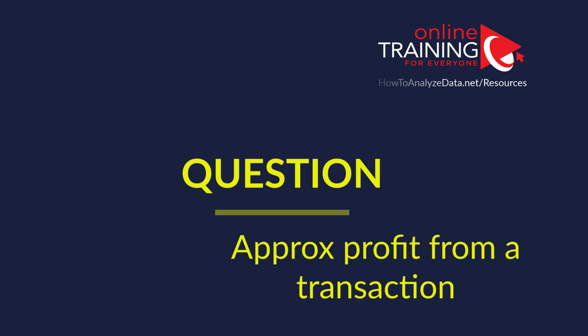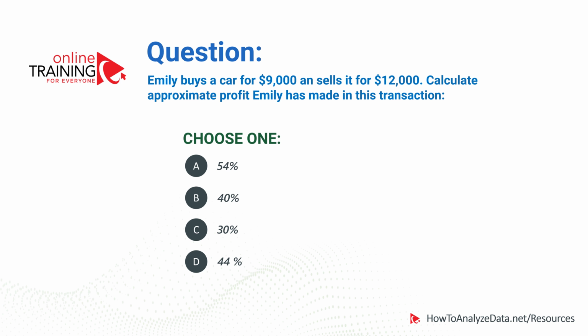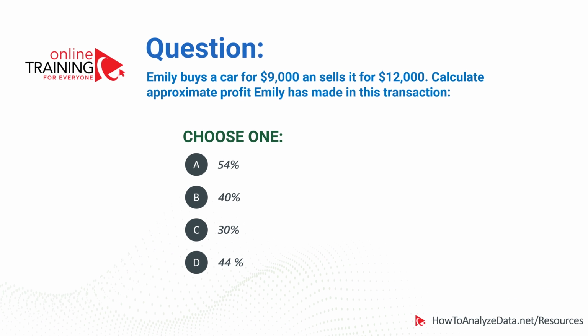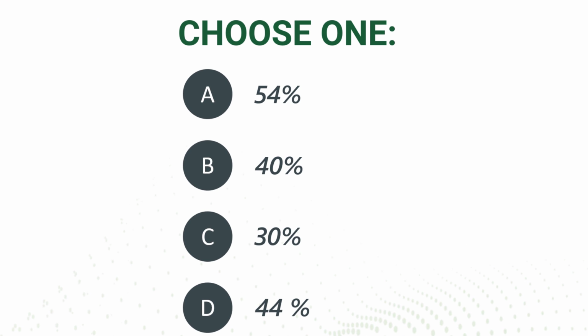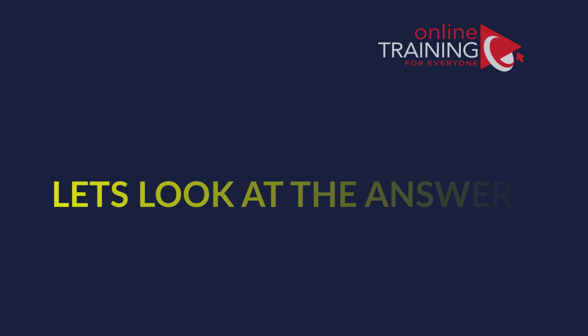Let's look at the assessment test question, which is frequently used as part of abstract reasoning, numerical reasoning, and logical reasoning tests. Emily buys a car for $9,000 and sells it for $12,000. Calculate the approximate profit Emily has made in this transaction. 54% is choice A, 40% choice B, choice C is 30%, and choice D is 44%. Which one do you think is the right answer here?